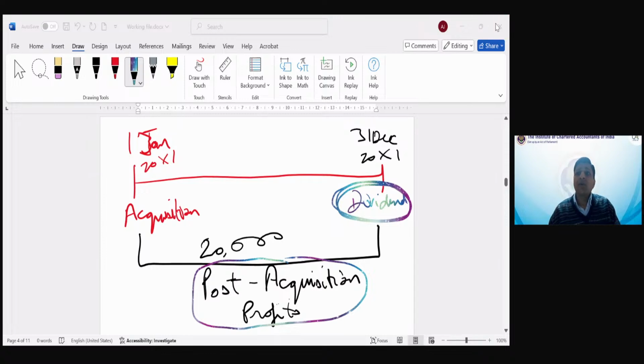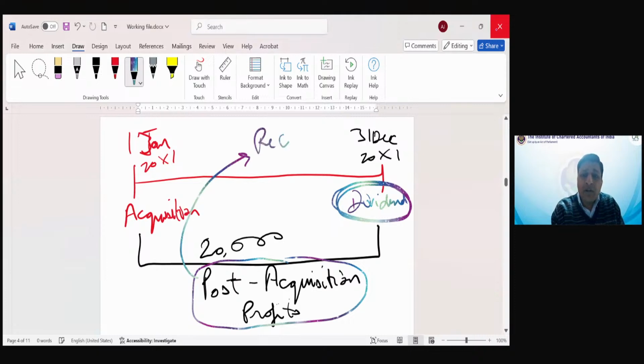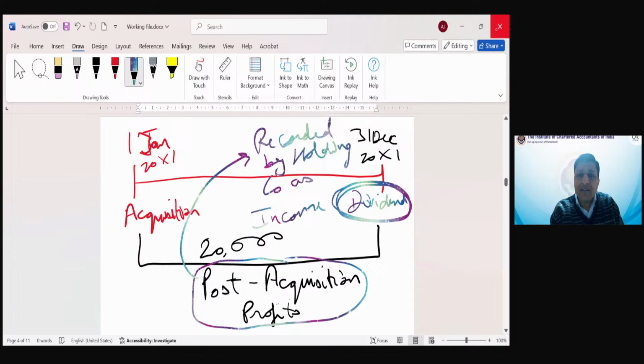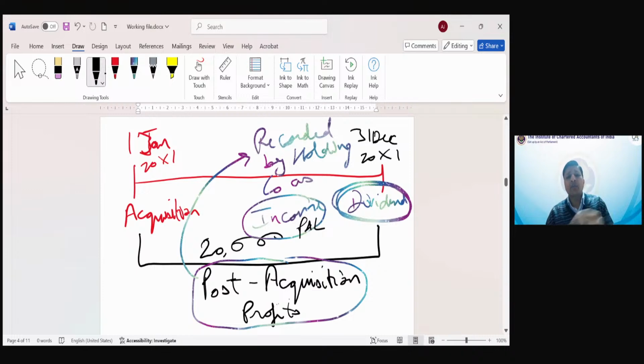So that will be recorded as income of the holding company. Understood? So the dividend which is declared out of post acquisition profits is recorded by the holding company as income. What do you mean by income? It means this will go to the P&L of the holding company. That's the accounting treatment required for post acquisition profits.